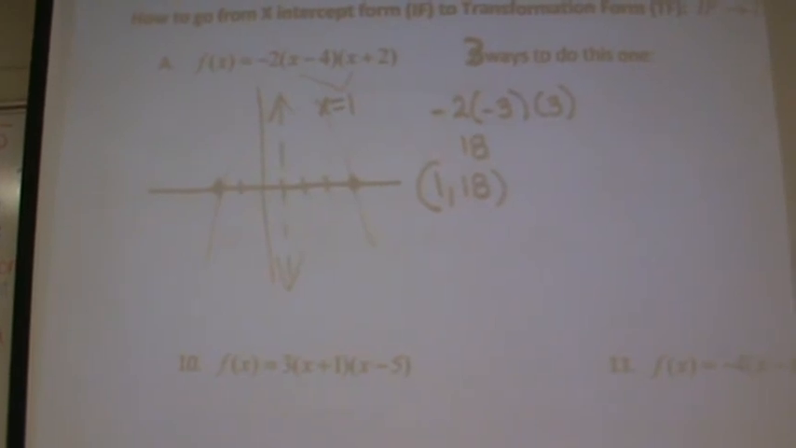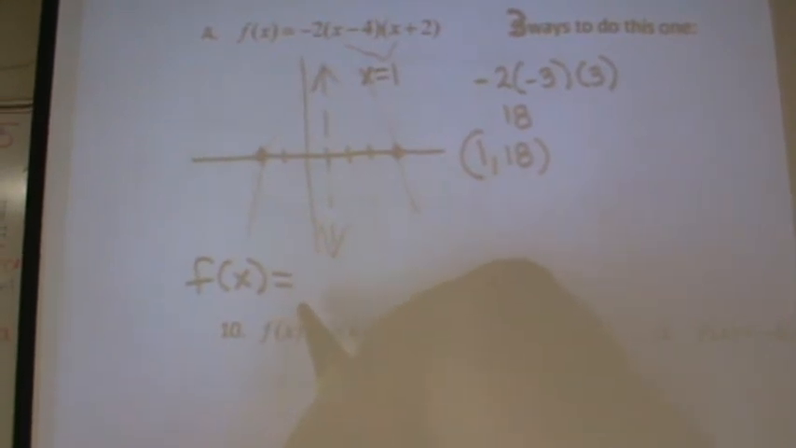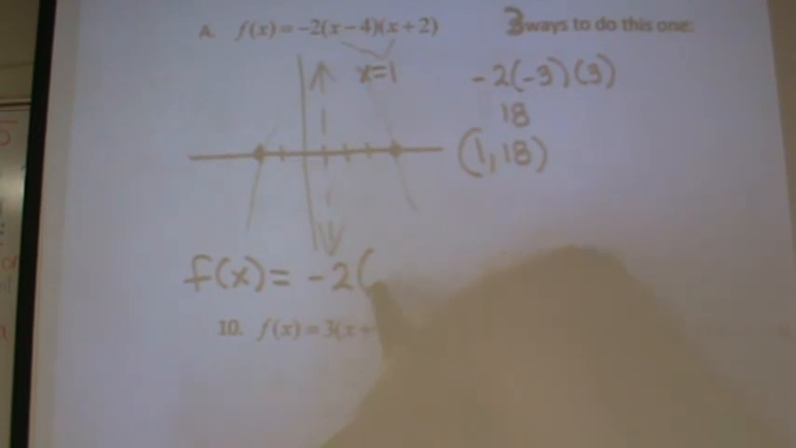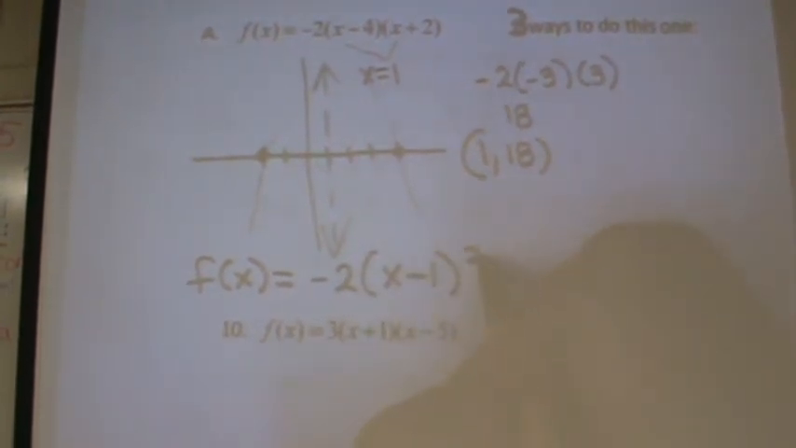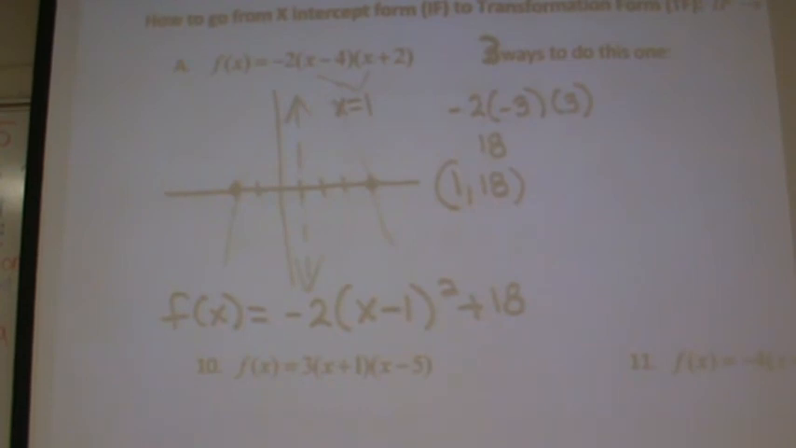So can you go from x-intercept form to transformation form right now? What do I need? f of x, or y, equals, what do I need first? The a value. What's the a value? -2. I need the axis of symmetry, x minus 1 squared, and plus 18. Did everyone understand what I did? I took my two x-intercepts, added them up, and divided by 2. You get your axis of symmetry, which is 1, and then you plug 1 in to find the y value.